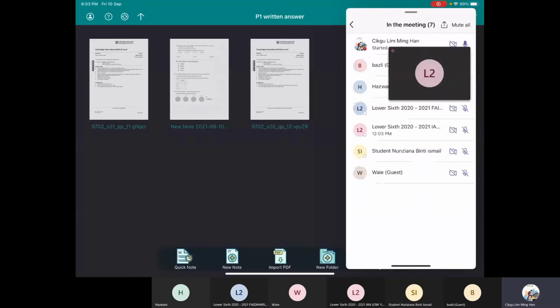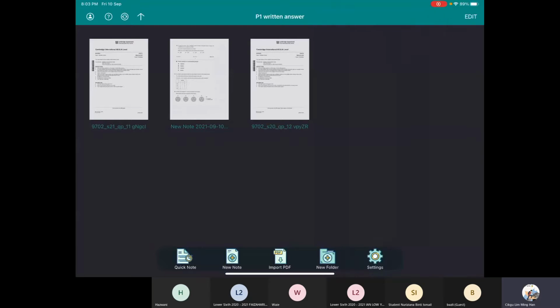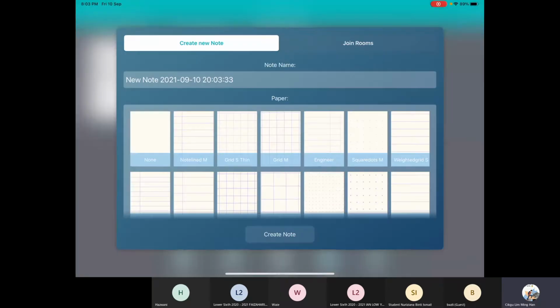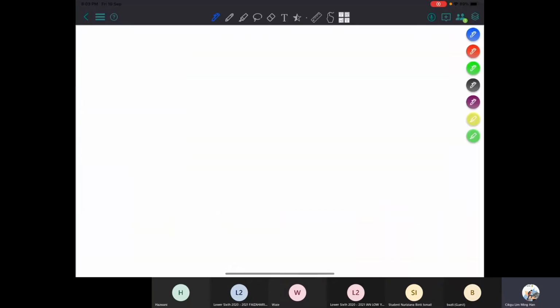So what we're going to do now is look at question number one. For your paper one, there will be five components. One is the general physics.